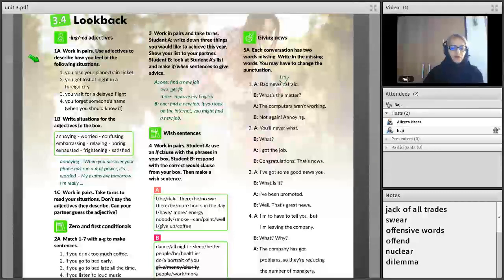Next part, to be. Again, it is a kind of practice related to those adjectives. For example, it is annoying when somebody calls you late at night. It is annoying when somebody smokes in public places. Because of some problems nowadays in the country, I'm really worried.